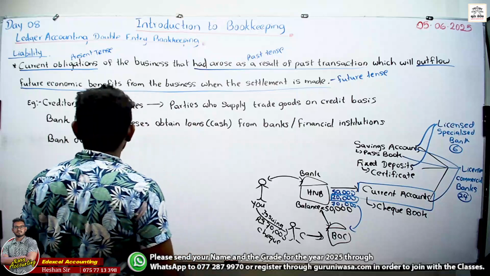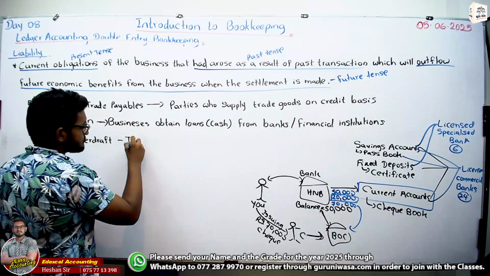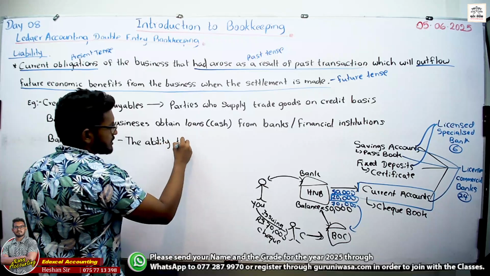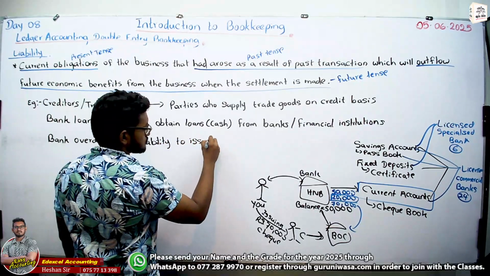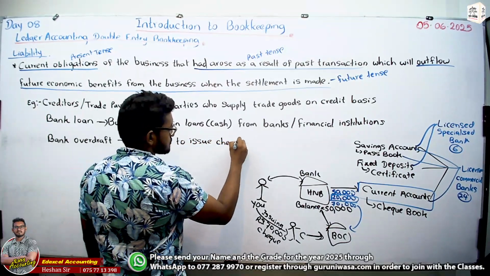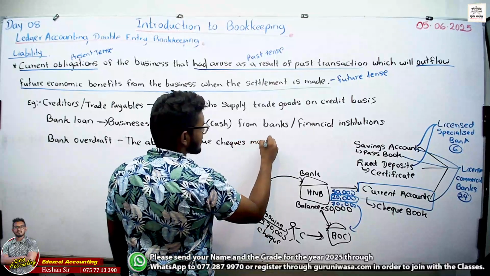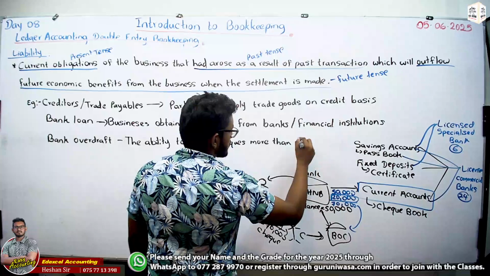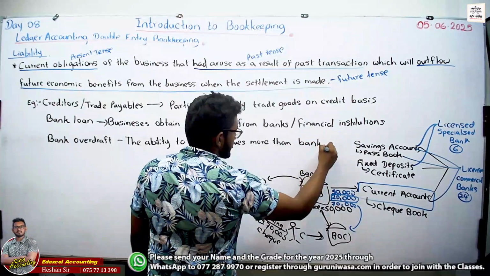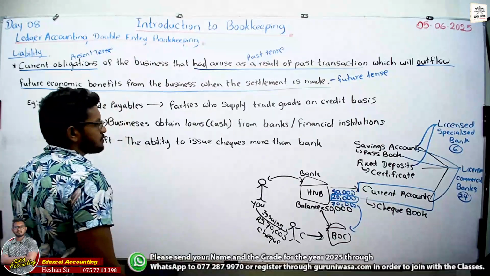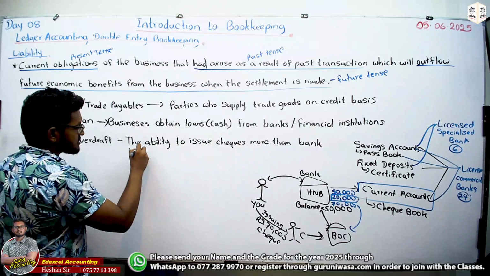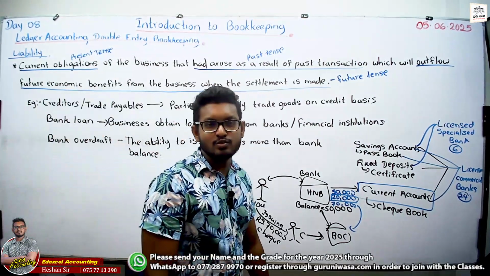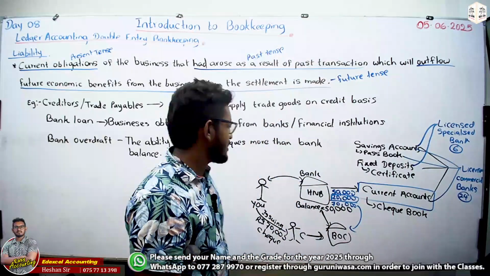So a bank overdraft means the ability to issue checks for more than the bank balance. It can only be obtained in current accounts. Now, think your savings account balance is 50,000. You can't withdraw more than 50,000, right? It's only for current accounts.